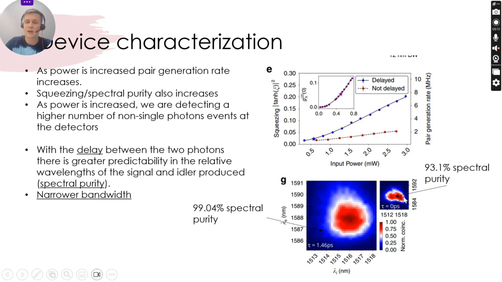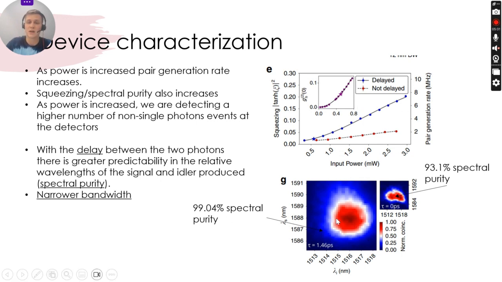And you can see that the JSI is quite spread out. And basically what this spreading out of the JSI, joint spectral intensity, suggests is that you've got bad spectral purity. So you have kind of unpredictability in the relative frequencies of the signal and the idler photons.